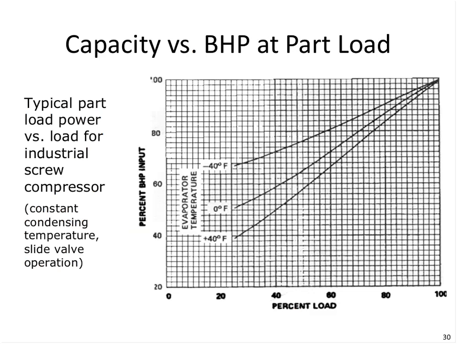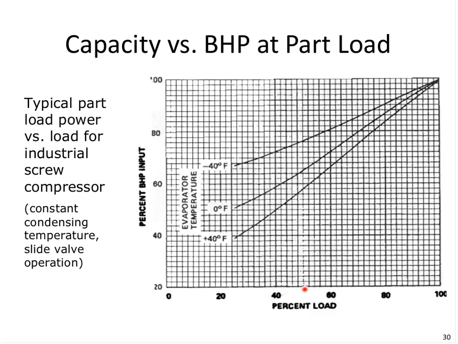So this next slide here shows capacity along the bottom of a typical screw compressor. I think the name's been removed here, but this is relatively typical. And the percent power input, brake horsepower. What's interesting to note is that if, let's say, we're at 50% load on the slide valve at plus 40 degrees, we're at about 55% power to deliver 50% of the mass flow.